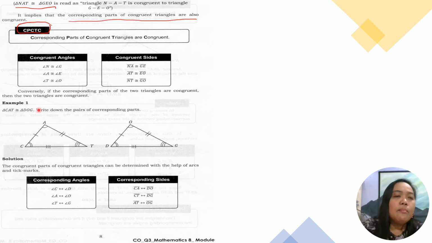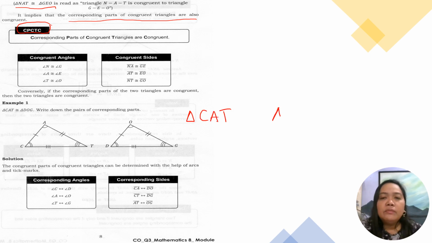Let us proceed to example number 1. In example number 1, we have triangle CAT and triangle DOG. Shall we write? We have there triangle CAT, and we also have triangle DOG.